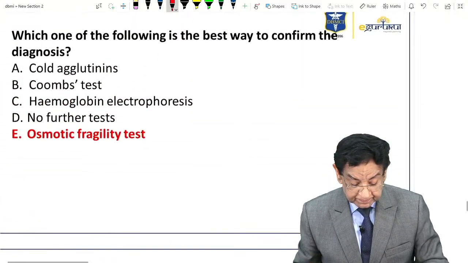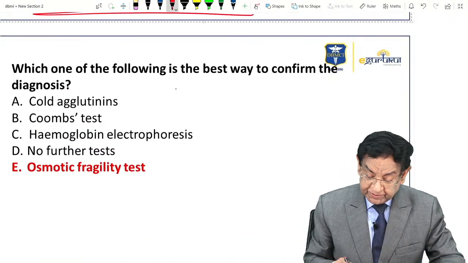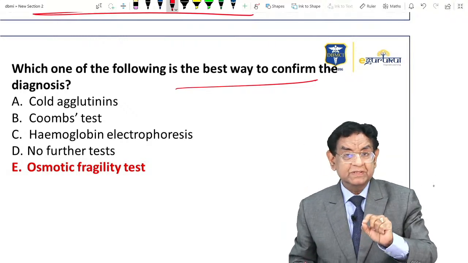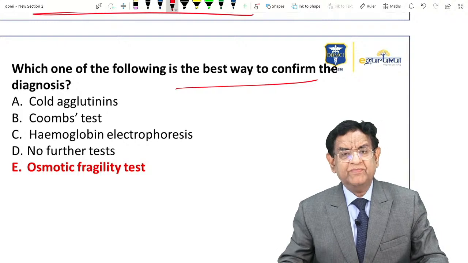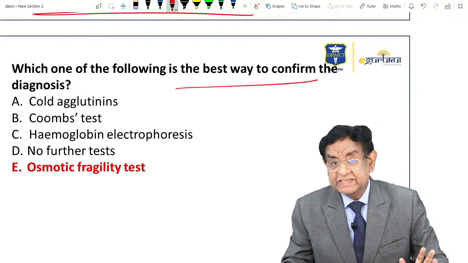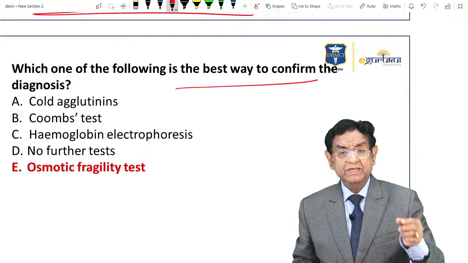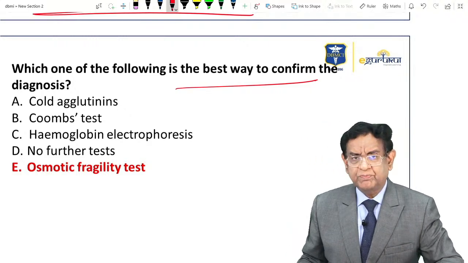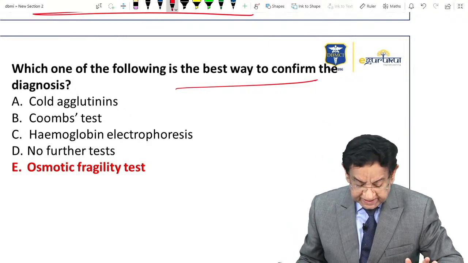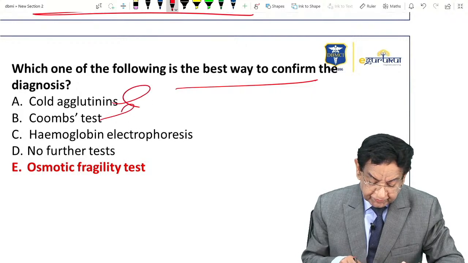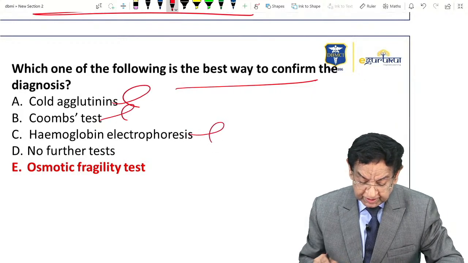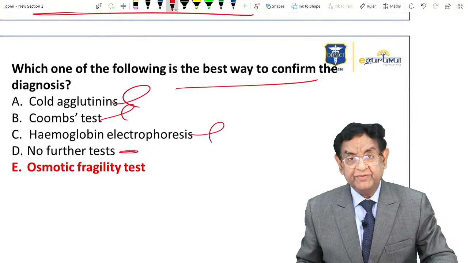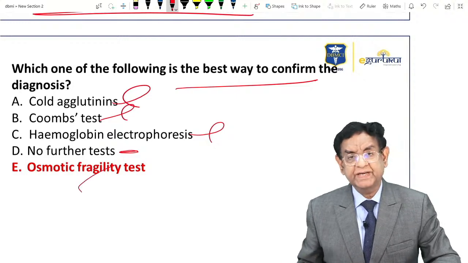Then, what is the best way to confirm? Now look, the question is the best way to diagnose. In the previous question we went for the peripheral blood film, the first investigation. So now, after the first investigation, peripheral blood film, the most accurate test is the osmotic fragility test in hereditary spherocytosis. No role for tests for autoimmune, or hemoglobin electrophoresis for thalassemia. No way, we have to investigate by osmotic fragility test.